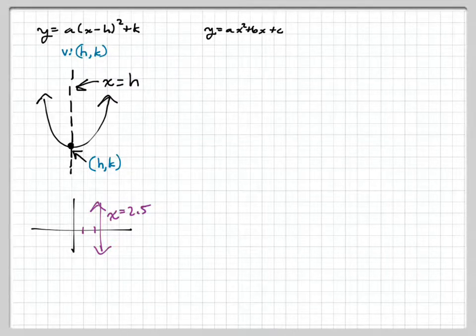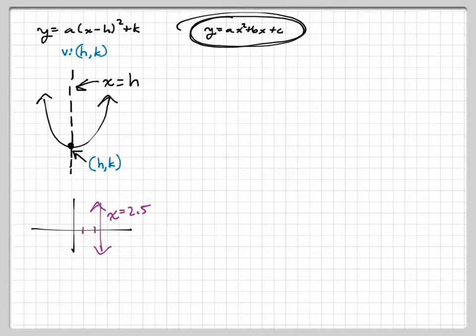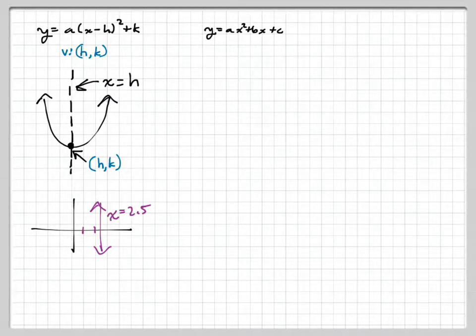Now, there is a formula for it. If you were to take the general form of this quadratic in standard polynomial form, and you were to complete the square for this one, you would get something that looks like this. Y equals a(x minus b over 2a) squared, and then plus c minus a times (b over 2a) squared.